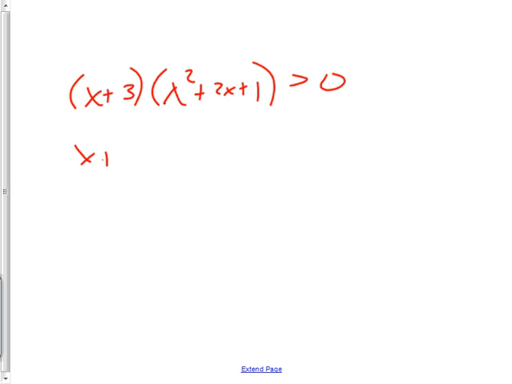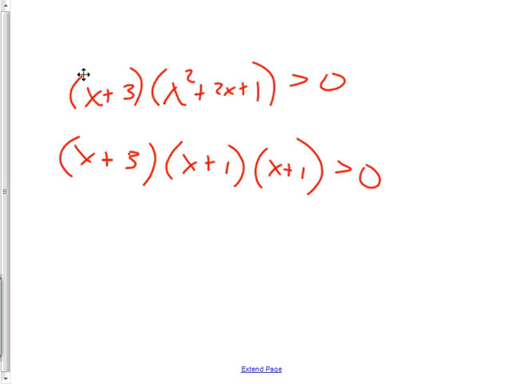All right, so to begin with, let's talk about what we did yesterday. When you had a problem like this, (x + 3)(x² + 2x + 1) > 0, you just factor it first, and you get it down to (x + 3)(x + 1)(x + 1) > 0. Now, I was talking to you about how the roots of this are easy to find, -1 and -3.